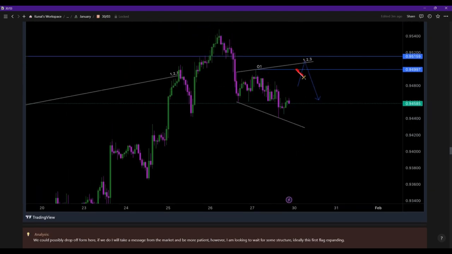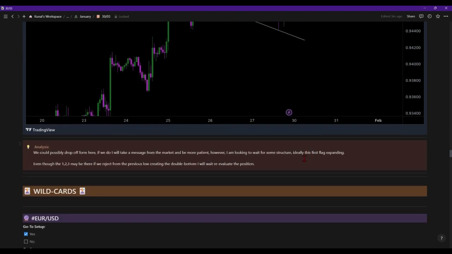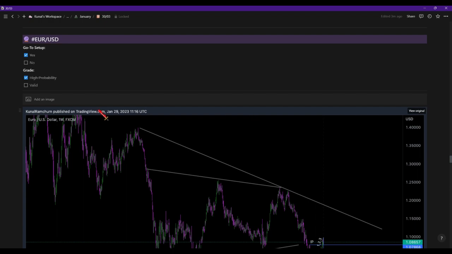So as you can see, I was looking for that sort of section, pull back up to the override. Not so much the 1, 2, 3, it just happened to line up, but looking for price to come back up here for the sell. Didn't quite get it. It is what it is.